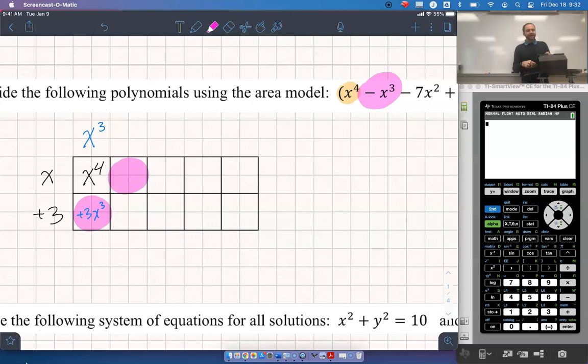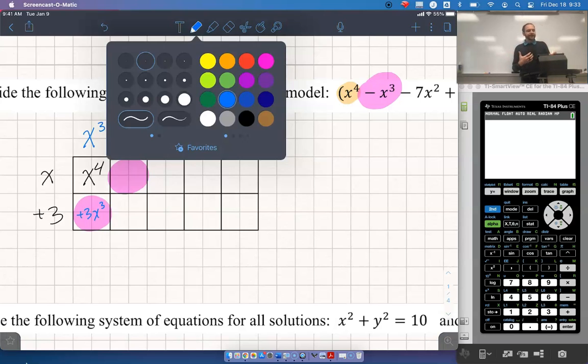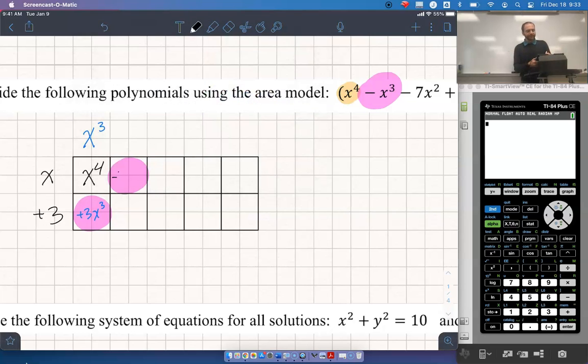So I need that diagonal to combine to give me a negative 1. If I have a positive 3 and I need a negative 1, then I have to create a negative 4x cubed here. I mean, 3x cubed minus 4x cubed is negative 1x cubed. Golden, we got that one done.